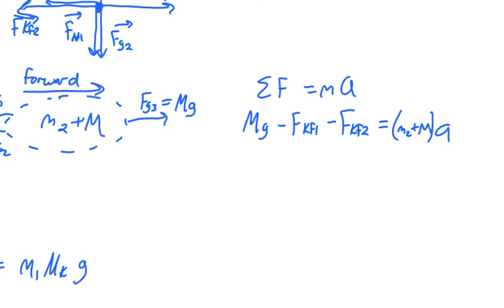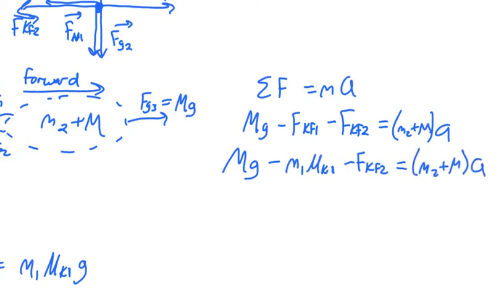Now go ahead and replace the expression for FKF1, so Mg still, minus, down here we found that that expression is the same as m1 times mu k, and here they actually give us that the coefficient of friction we're talking about is mu k1, and I should make a note there, minus FKF2 equals m2 plus M times the acceleration.